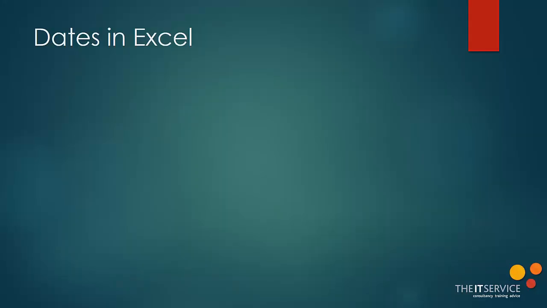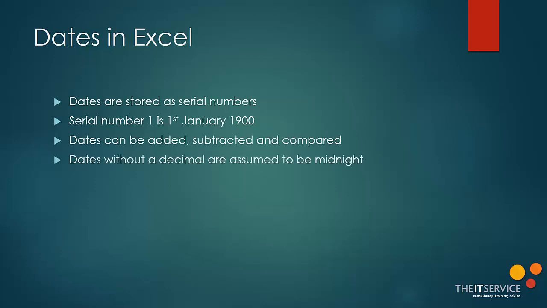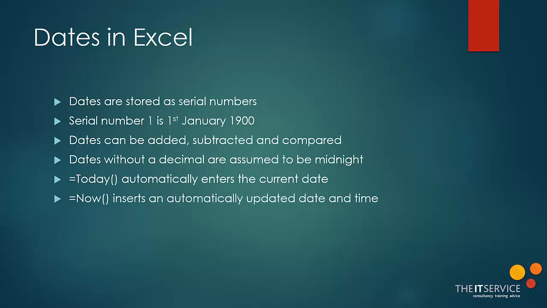To recap so far, dates are stored as serial numbers. The first serial number is the 1st of January 1900. Dates can be added, subtracted and compared. Dates without a decimal are assumed to be midnight. Equals today will automatically enter the current date, and equals now will automatically insert an updatable date and time.